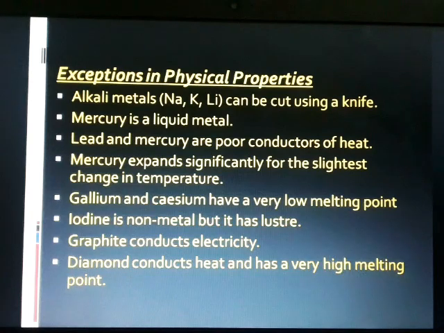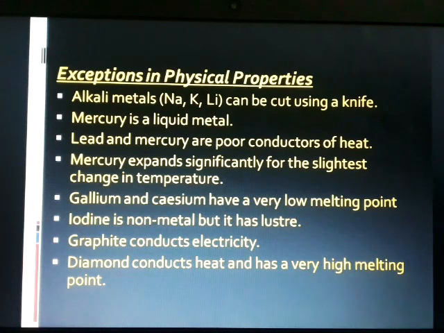Lead and mercury are poor conductors of heat. Mostly metals are good conductors of heat and electricity. Here lead and mercury are poor conductors of heat. Mercury expands significantly for the slightest change in temperature. So usually in thermometers we use mercury. Next, gallium and cesium have very low melting points.